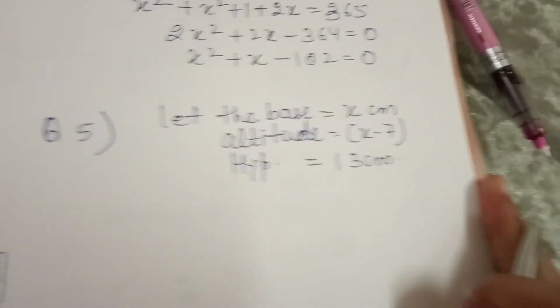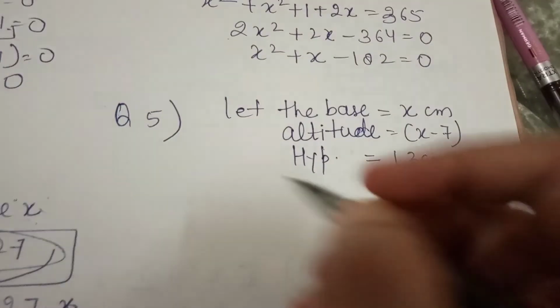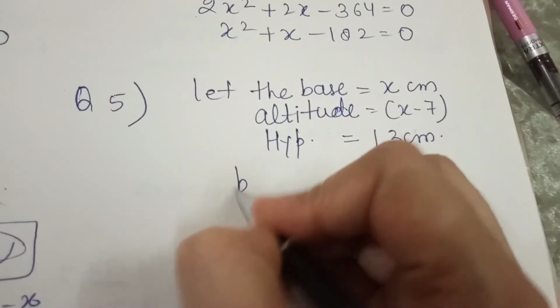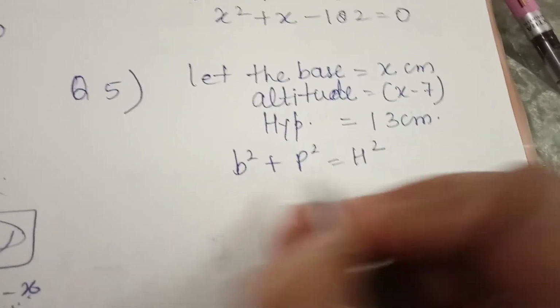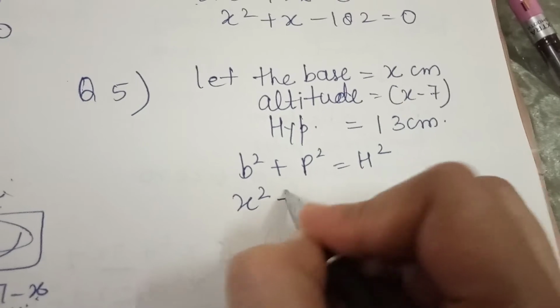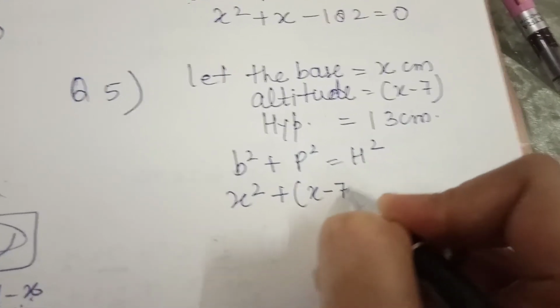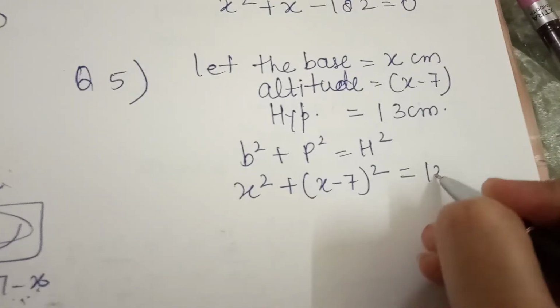So how to make equation? We will apply the Pythagoras here because all the things we have. And what is the Pythagoras? Base square plus perpendicular square is equal to hypotenuse square. So what is the base? x. Altitude x minus 7 and hypotenuse 13 square.